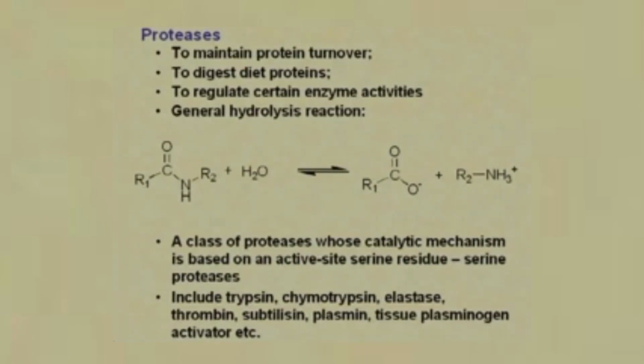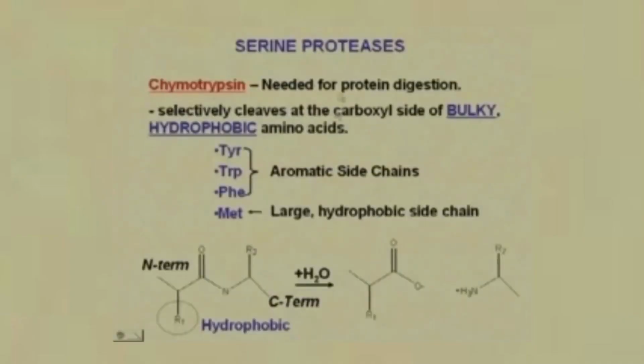They are going to cleave the peptide bond, and we'll see exactly how it cleaves the peptide bond. And again, what do we have to remember? The enzyme has to get back to where it started from because it has to go on to cleave another peptide. Okay, so in general we have the serine proteases. Chymotrypsin is needed for protein digestion. It selectively cleaves, and you have to be careful of this, at the carboxyl side, not at the amine side.